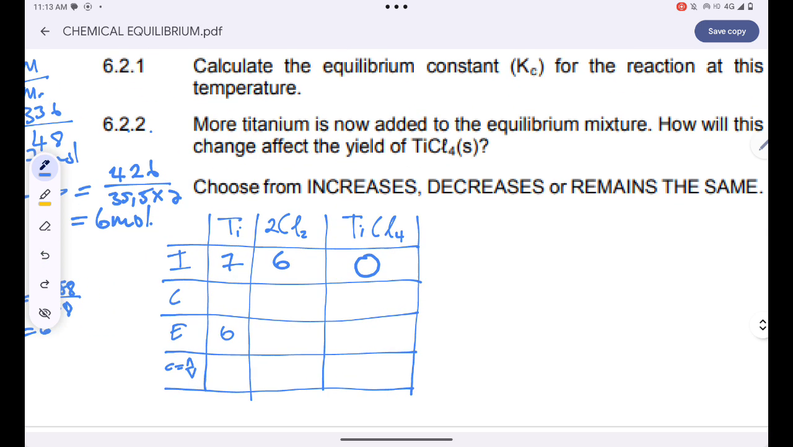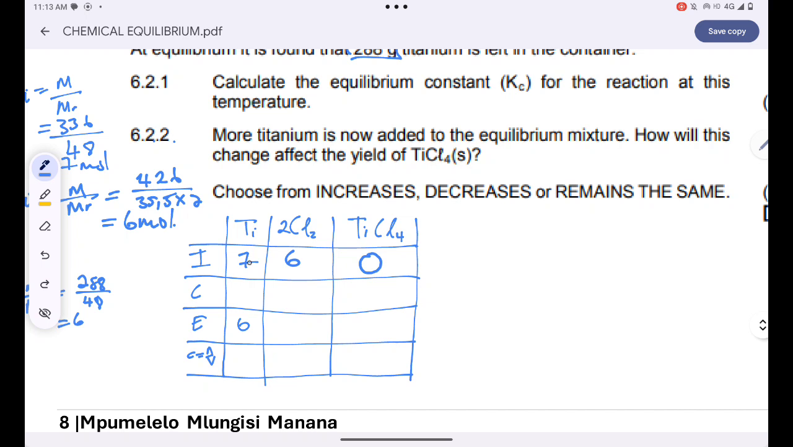So let's just fill in our table now. Initially, guys, I had 7 moles of my titanium, but at the end of the reaction, I'm left with 6 moles of titanium. That means I've only used 1 mole of titanium. Are we together? Okay. I know that, guys, I'll just need 1 mole of titanium to react with 2 moles of chlorine gas for me to form products.